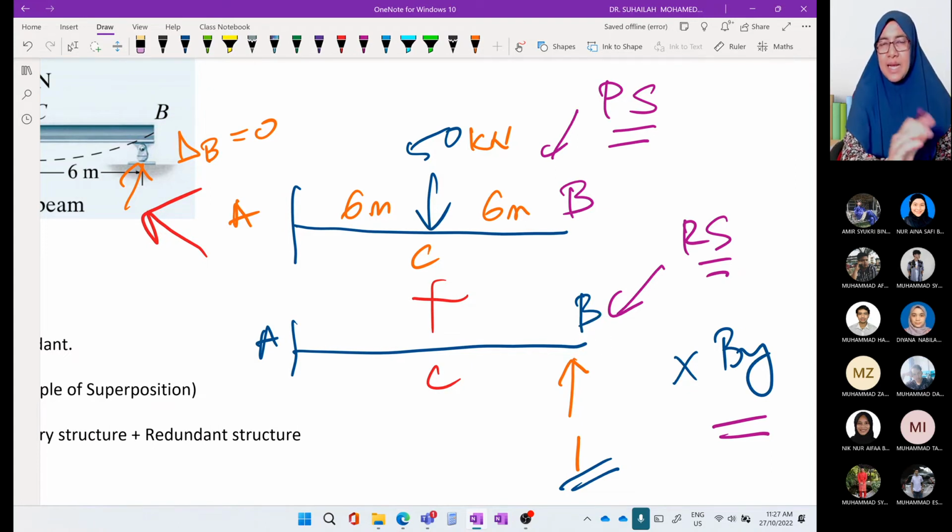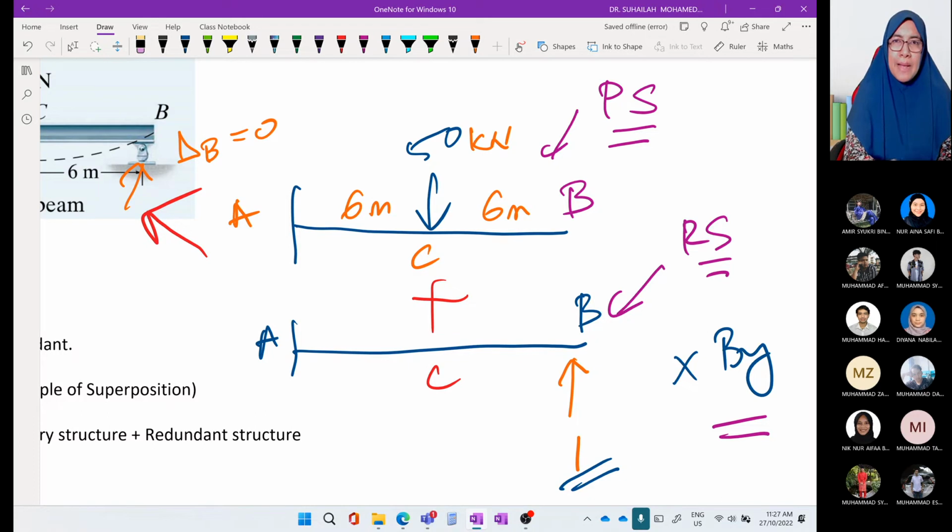But in analysis, we don't need to show where is the position. We draw the position when we are asked to derive, okay, from the principle of superposition. So these are the two determinate structures, determinate beams. One is a primary beam, which is a cantilever beam subjected to external loading 50 kilonewton located at C. And the second one is the determinate beam, a cantilever beam subjected to a unit value at B.